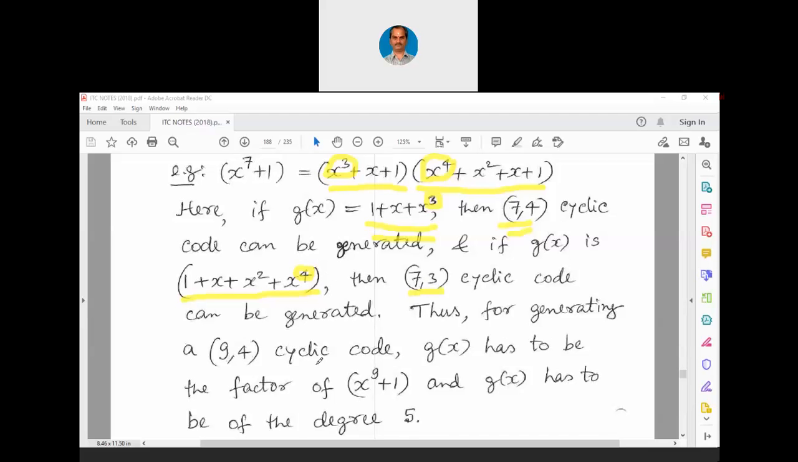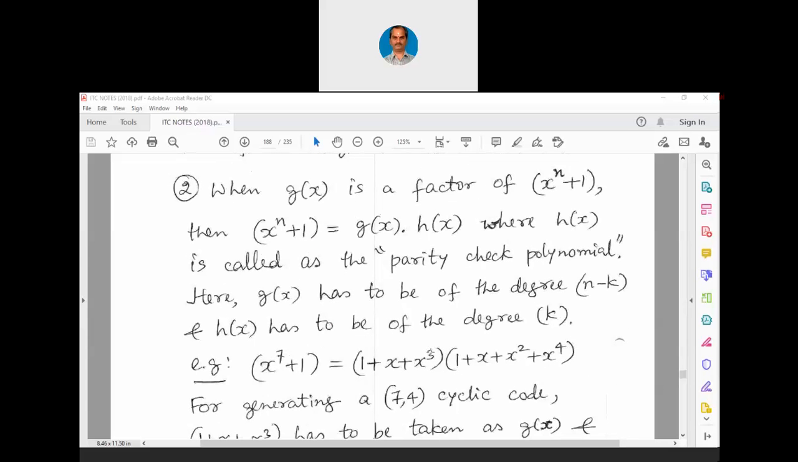So for generating a 9 comma 4 cyclic code, g of x has to be the factor of x power 9 plus 1. And g of x has to be of the degree 5. Why? 9 minus 4 is 5. So g of x should have that particular degree because we have to divide, we have to multiply based on our requirement of whether it is a systematic cyclic code or a non-systematic cyclic code. So this is the first property. g of x has to be a factor of x power n plus 1.